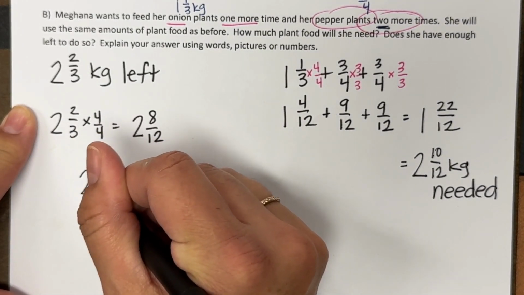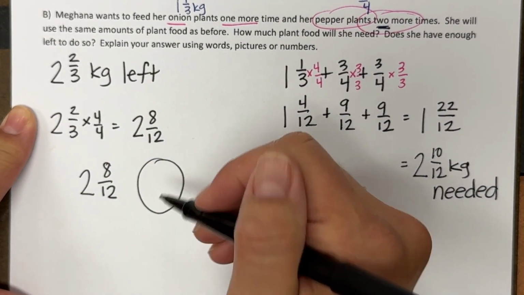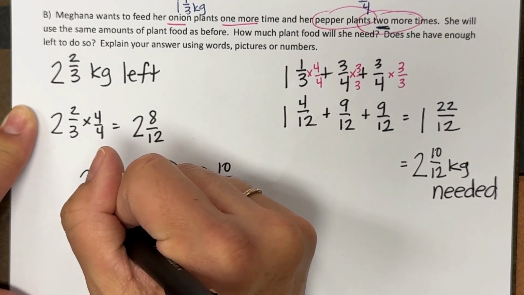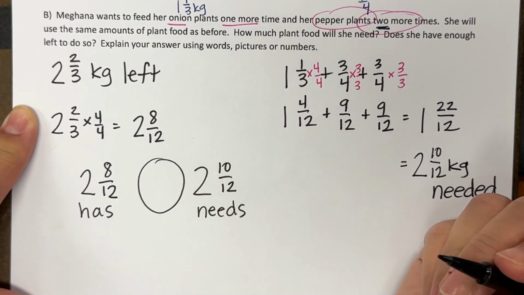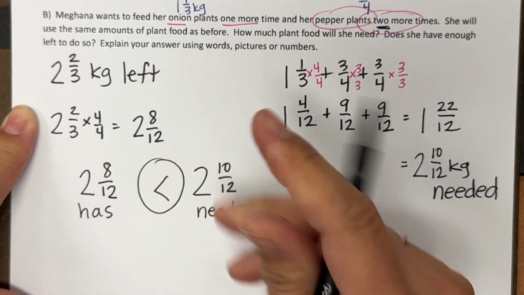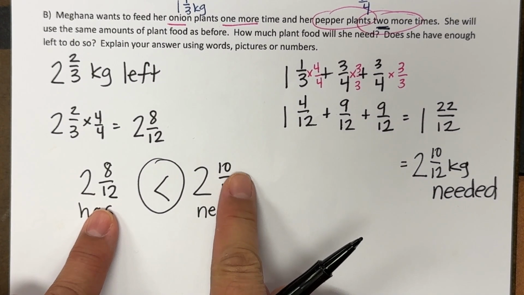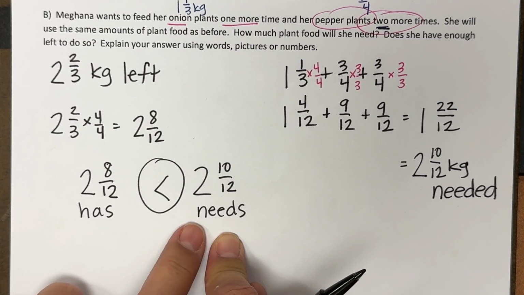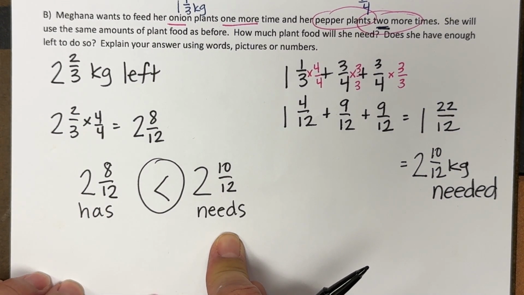Okay, so let's compare. 2 8/12 compared to 2 10/12. This is what she has. This is what she needs. Which is greater? What she needs is greater, right? 2 is equal, but 10/12 is more than 8/12. So what this is showing us is that she needs more food for the plants than she actually has.